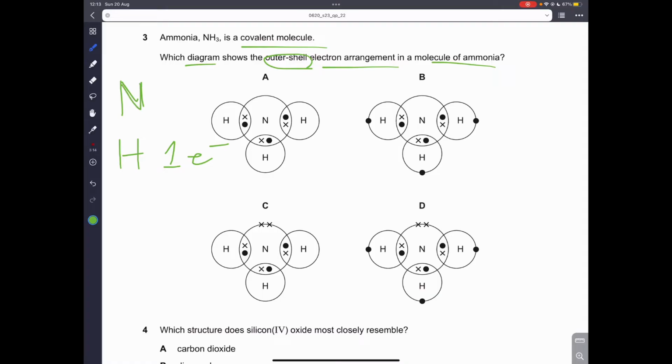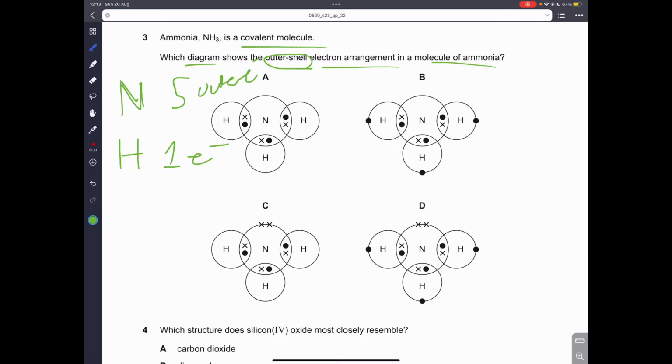Nitrogen has 5 outer electrons, so it's going to make a bond with H. Each H is going to give 1 electron to nitrogen, so they're going to form 3 bonds, 3 bond pairs. So we have to check which answer is correct.